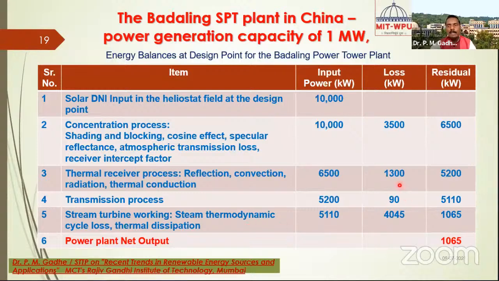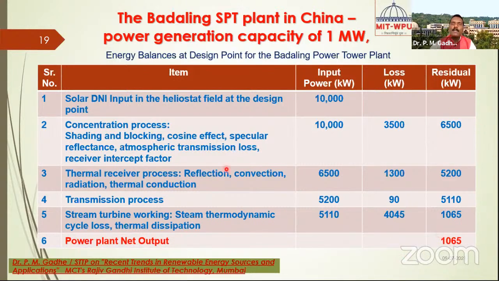Then we are using the steam in the steam turbine, so the steam generation or steam turbine losses are there. It is around 4,545 kilowatt. Finally we get the net output of 1,000 kilowatt. So these are the losses. If we reduce these losses, we can increase the capacity of the power plant. Here, this is the 1 megawatt we finally get.